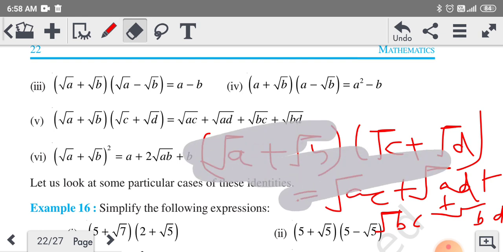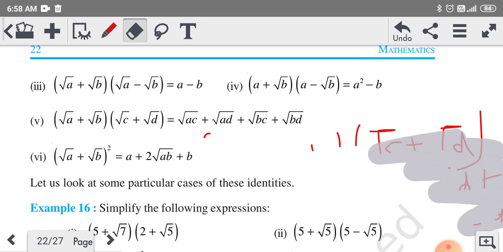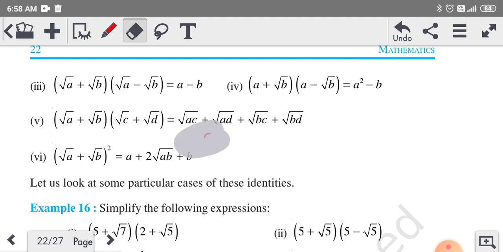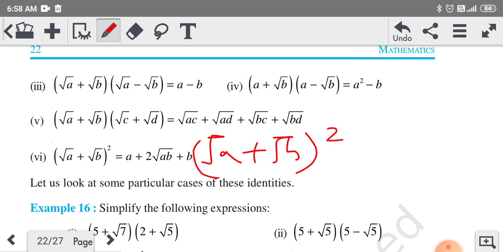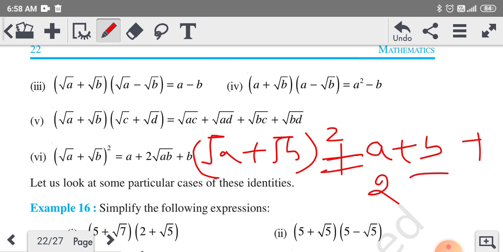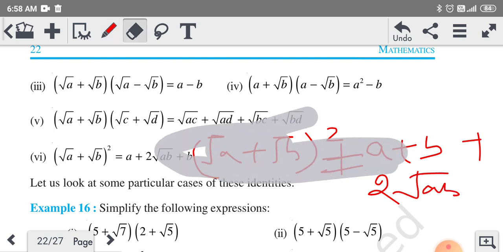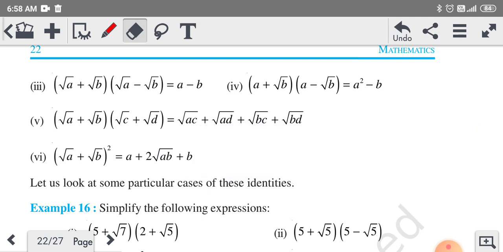So next, जो है, that is under root of a plus under root of b का होल स्क्वायर क्या है, that is a plus b plus 2 under root ab, that is the answer. So next कहते हैं look up.